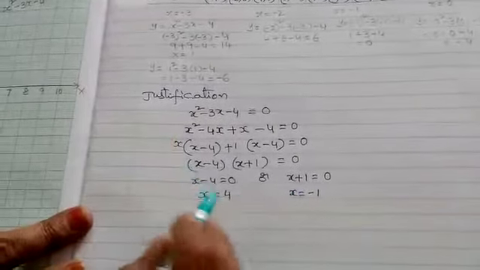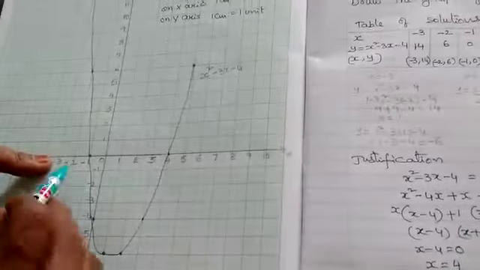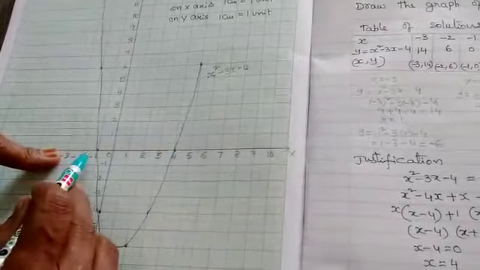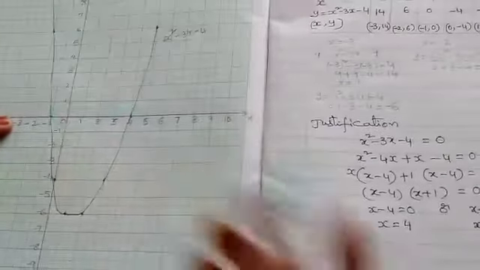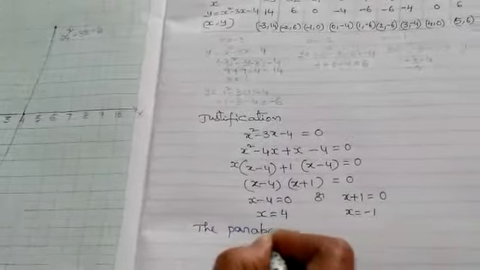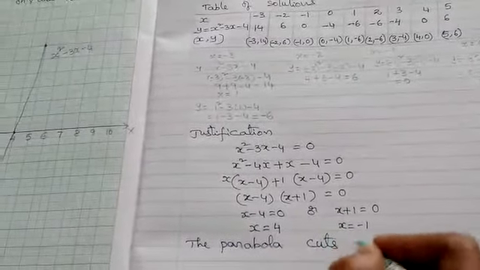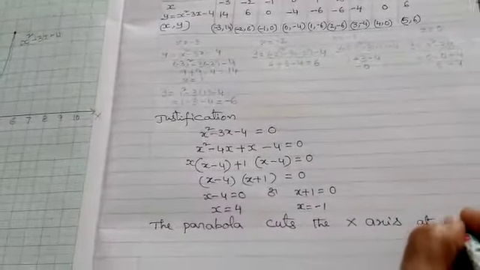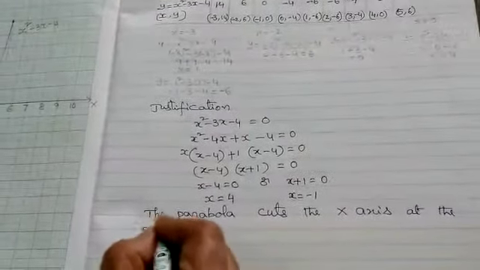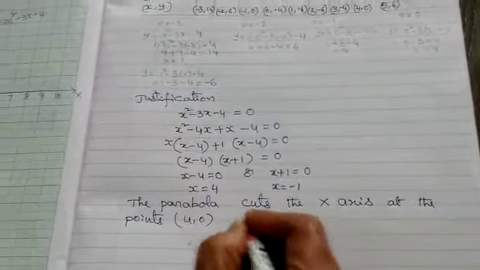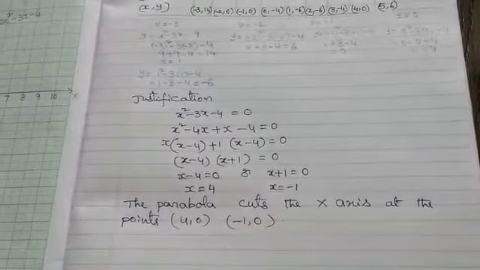And now what is the justification here? The parabola cuts the x-axis at what points here? 4 comma 0 and minus 1 comma 0. So these are the zeros here also. So here we have to write: the parabola cuts the x-axis at the points 4 comma 0 and minus 1 comma 0. So this is our justification.